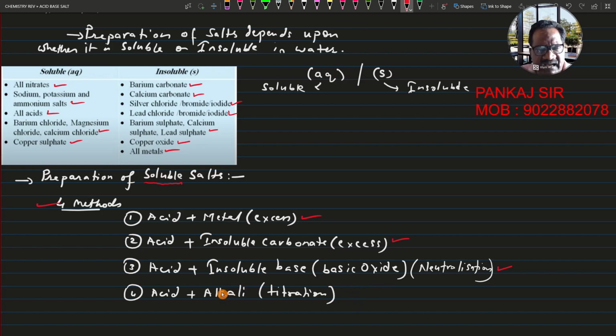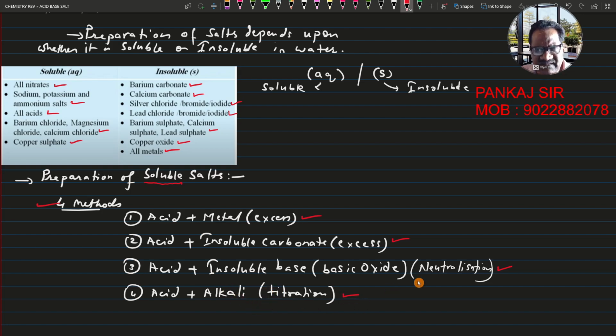The last method is when an acid is made to react with an alkali. Alkalis are nothing but water soluble bases. Bases which are insoluble are not alkalis, but there are certain water soluble bases which are termed alkalis. When you react an acid with an alkali, that process is known as titration, and this also will result in a soluble salt.